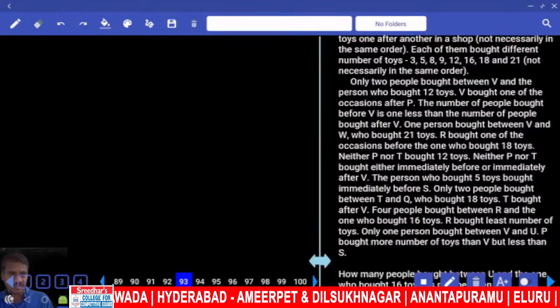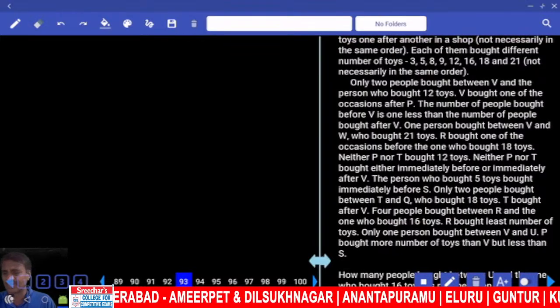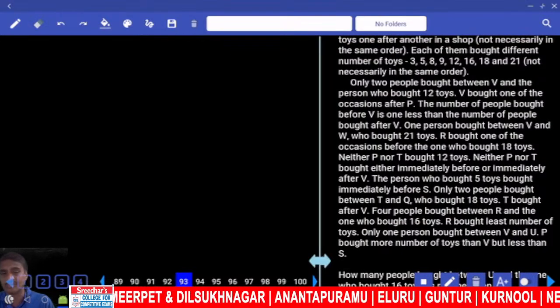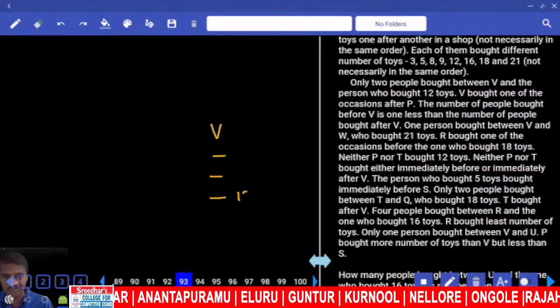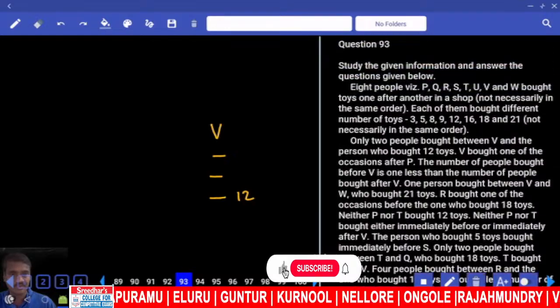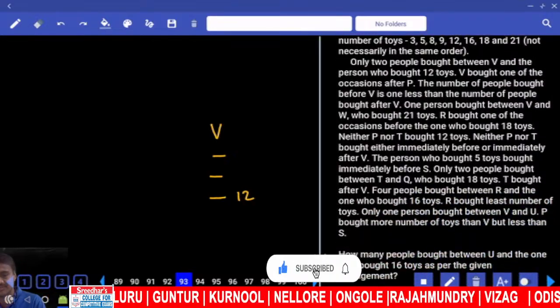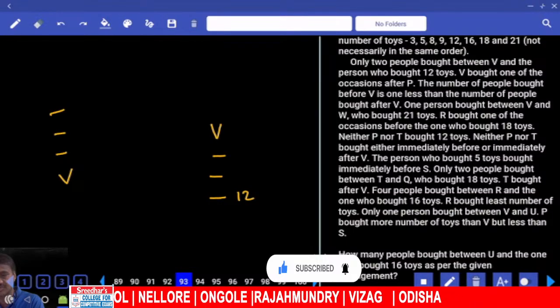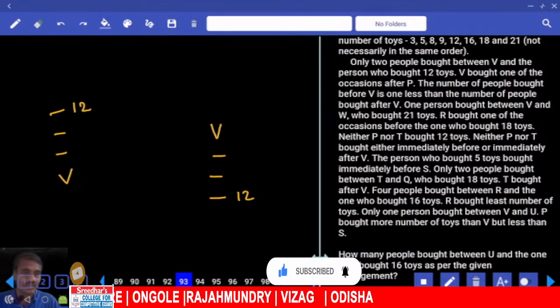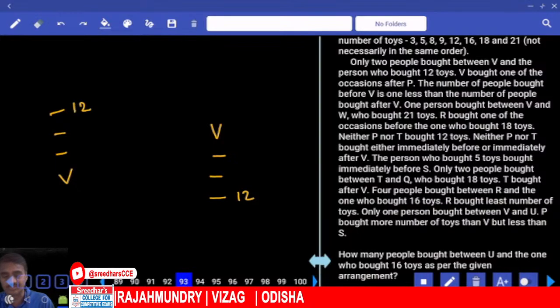Then only 2 persons between V and the one who bought 12 toys. Now V and 12, how many? 2. V is here. The one with 12 toys can be below or above. In the first case we have taken V is below, and in the second case we have taken V is above. And V bought on one of the occasions after P. Now V is after this P.